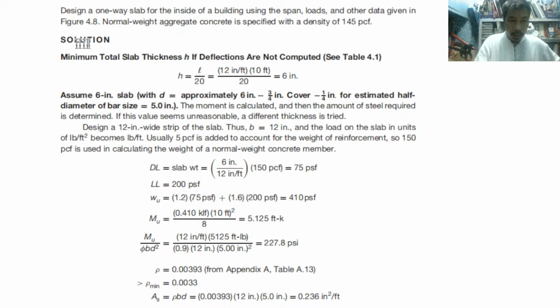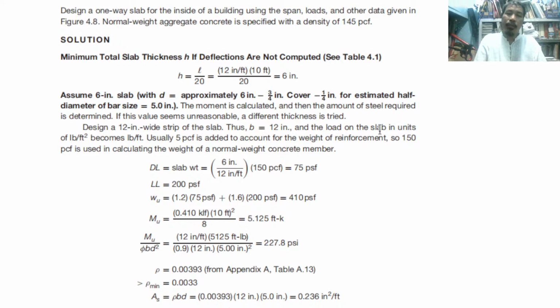So first, the minimum total slab thickness h. If deflections are not computed, we can see table 4.1, which we already memorized. For beams: cantilever 1 over 8. For simple support, 1 over 16, then plus 2.5, 1 over 18.5, then again plus 2.5, 1 over 21. But for one-way slab, 1 over 10.